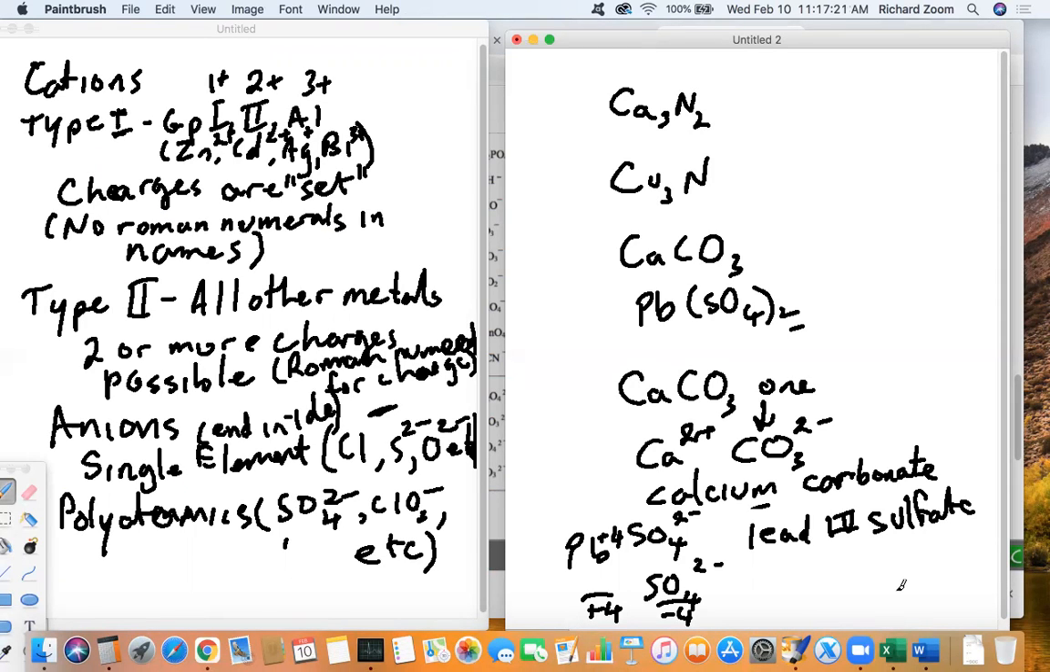So what are the main things to be concerned about, just summarizing? First of all, you need to know exactly when to use Roman numerals and when not to use Roman numerals. You need to be aware that the Roman numeral represents the charge on each cation present, if you do have to include it. And you also have to be aware of how to determine the number of both single element anions present and the number of polyatomic ions present in each of those separate cases. If you know those things, then you should be okay. Does anybody have any questions?